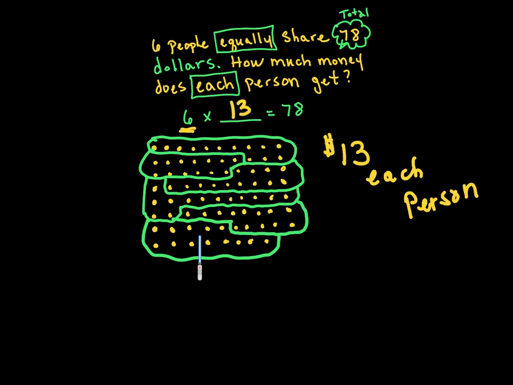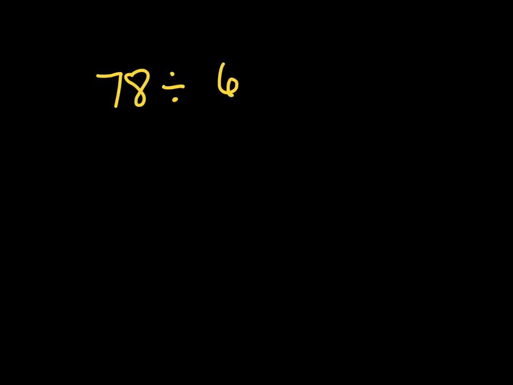So this is another example of how you could do division. You simply do your number bonds, or you can count it out by drawing pictures. But this is just another example of how to divide.